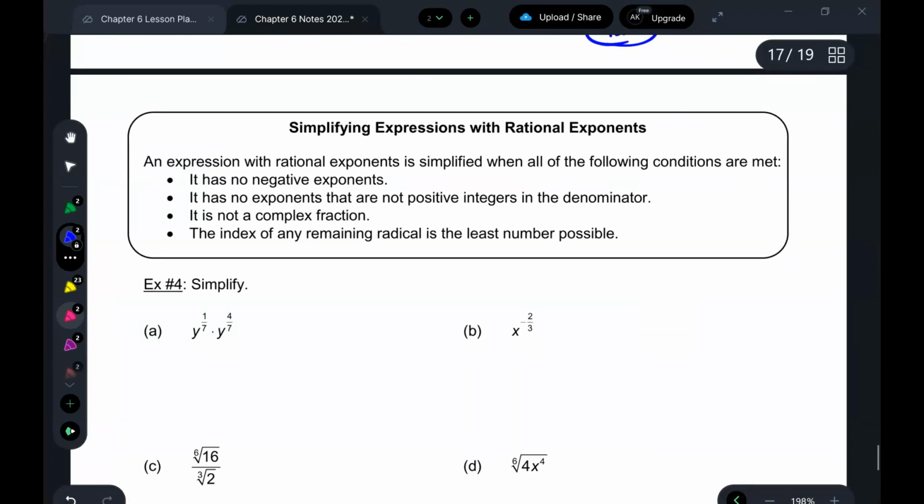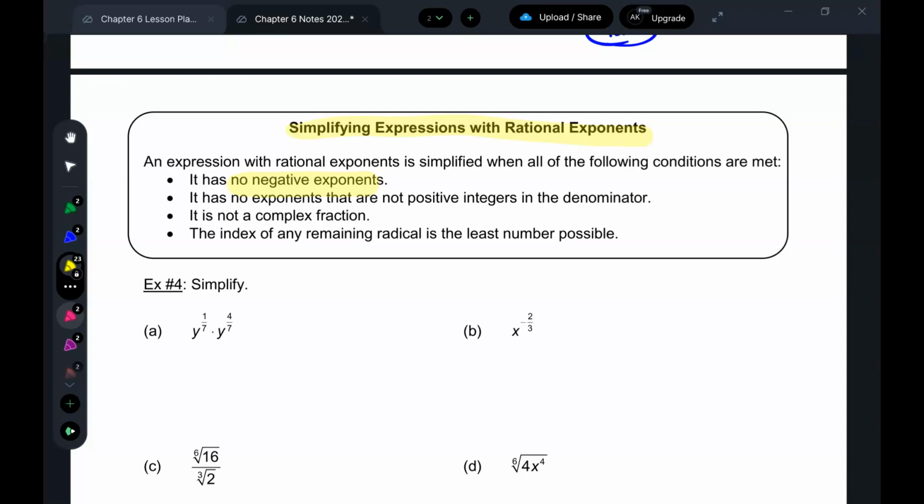Okay. This is only a 2-page lesson. So, okay, simplifying expressions with rational exponents. First of all, you can't have any negative exponents in your answer.